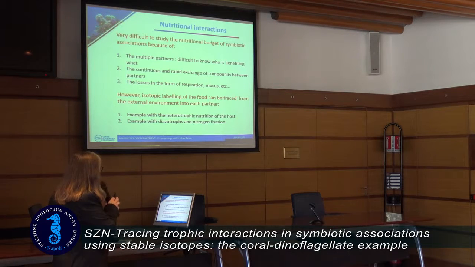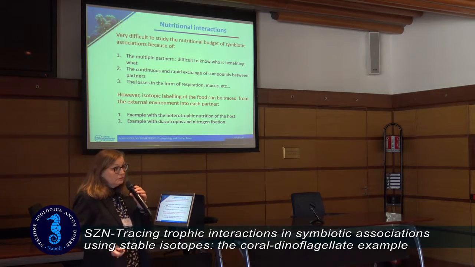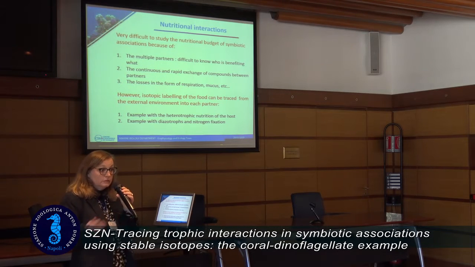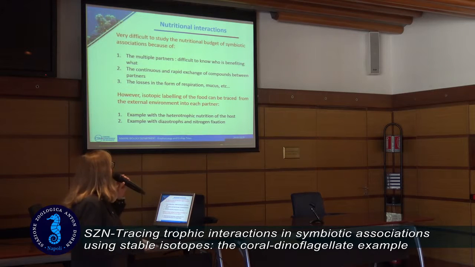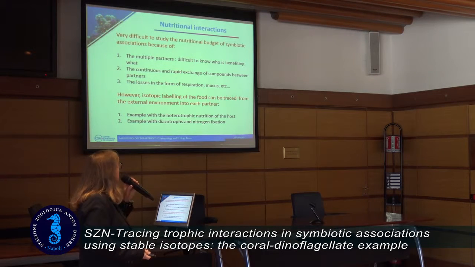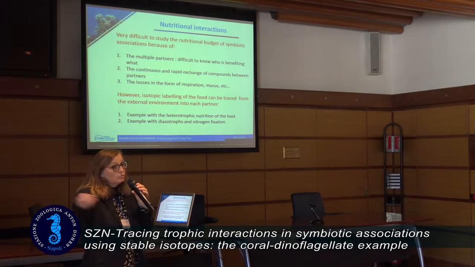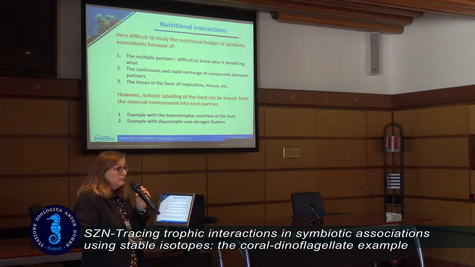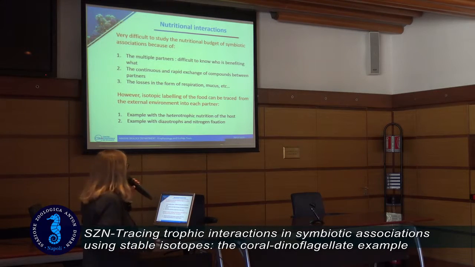So studying the nutritional interactions is very difficult because we have several partners that continuously exchange nutrients from one to the other one. So it's difficult to know who is benefiting what. It's also difficult to know who is getting what. And most of the nutrients are also lost through respiration and mucus release. So it's a bit of a nightmare to look at the energetic budget of a coral species.